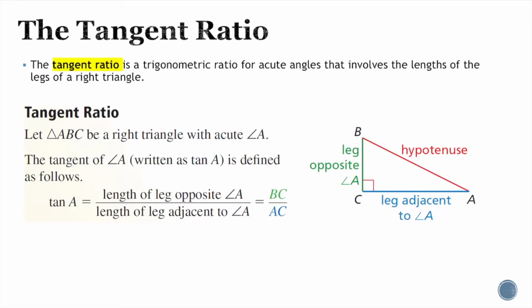So, the tangent ratio. Last trigonometric function that we're going to look into. The tangent ratio is a trigonometric function for acute angles that involves the length of the legs of the right triangle. So very similar to sine and cosine, just that we have the leg of the opposite side divided by the adjacent side. So taking a look again, angle A, the opposite side of angle A is line segment BC. The side next to angle A, or adjacent, is line segment AC.